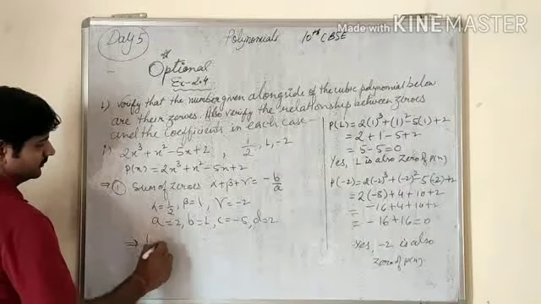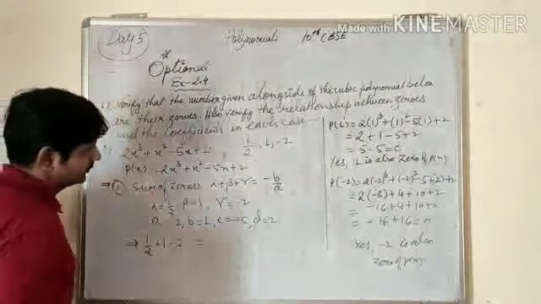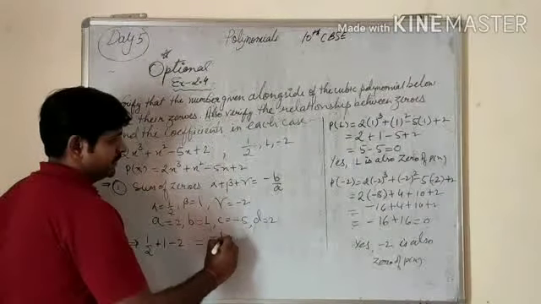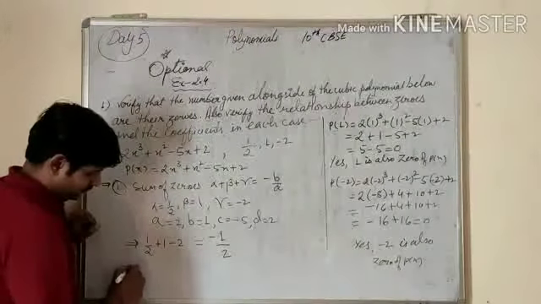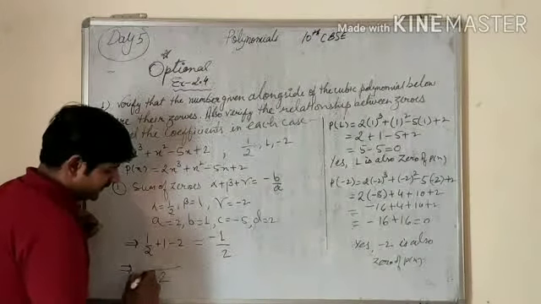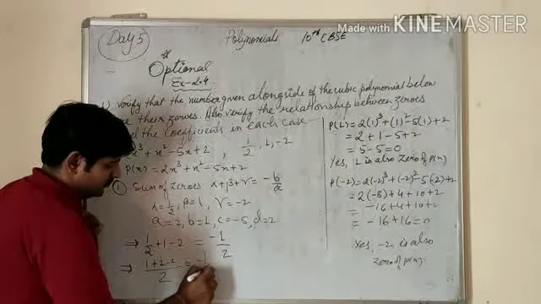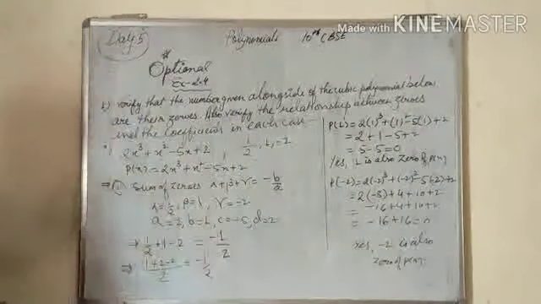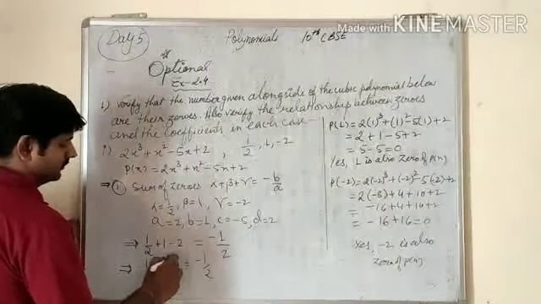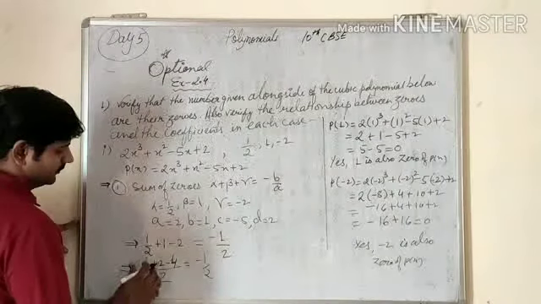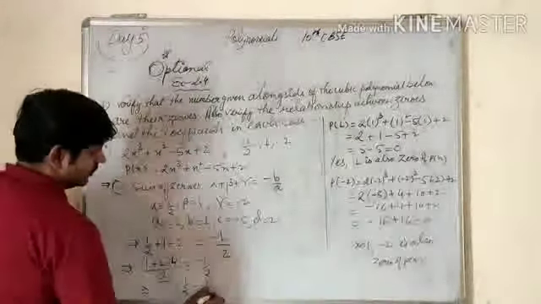Let's apply. Half plus 1 plus minus 2 equals minus b upon a. There will be 2 as LCM, 1 plus 2 minus 4, sorry, 2 2s are 4. So there will be minus 1 upon 2 equals minus 1 upon 2. Verified.